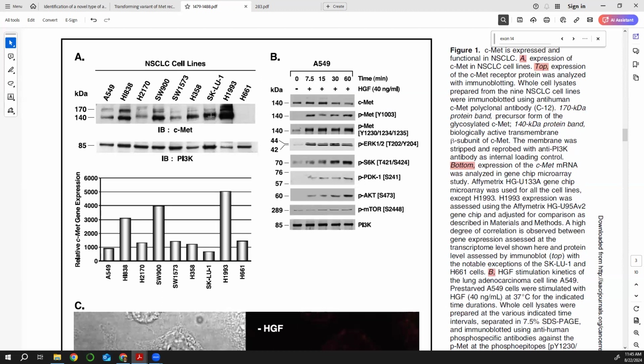They also point out that there is significant expression at the protein level that is correlated with the level of the RNA. So they looked at RNA expression using an Affymetrix array. And when the level of the RNA was low, the level of the protein was low. When the level of the RNA was high, the level of the protein was high. And this correlation was pretty good across most of them, except for H661, which did have some RNA expression, but it did not appear to have immunoreactivity at the protein level on the Western blot.